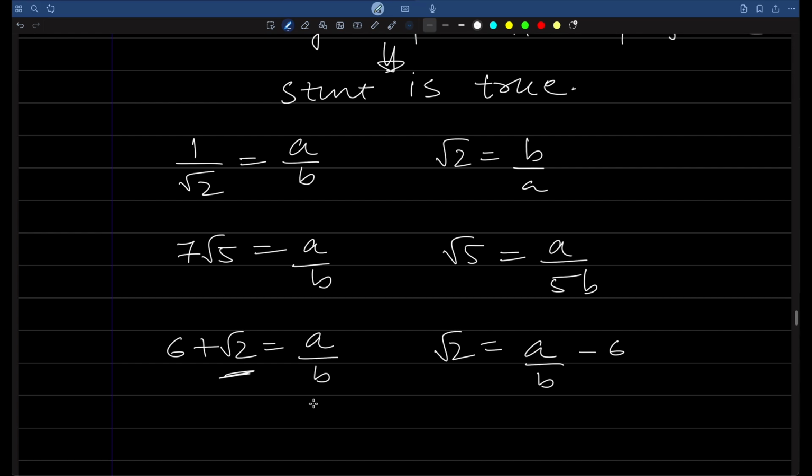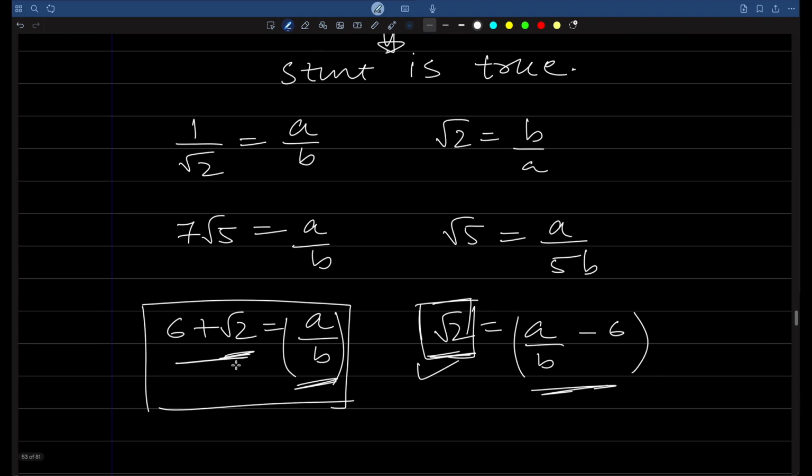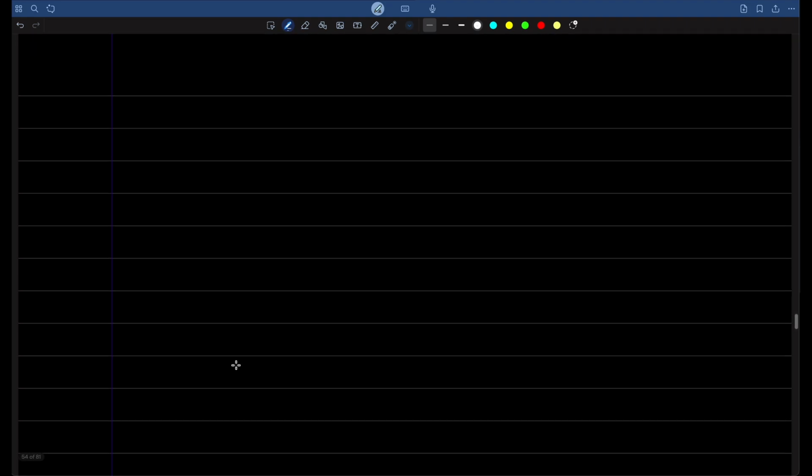We have assumed that a by b is a rational number, that's why a by b minus 6 is a rational number, and hence under root 2 is rational. But we know that under root 2 is not rational, and hence our assumption, that is 6 plus root 2 is rational, is false, and hence the given statement, that is 6 plus root 2 is irrational, is true. So let us start the proof.